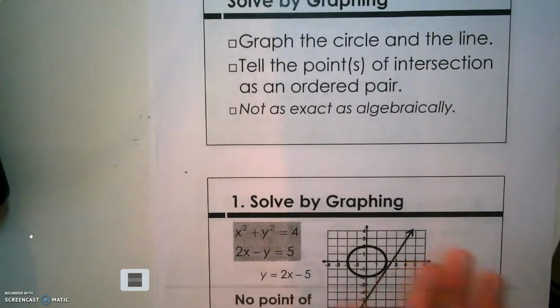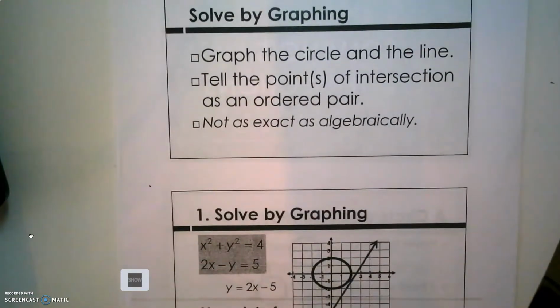We can solve it graphically. So we can graph the circle, which we've learned in previous lessons, and we can graph a line that we learned how to graph in Algebra 1, and we can tell if those points of intersection are an ordered pair. Not as exact as algebraically, but it could work.